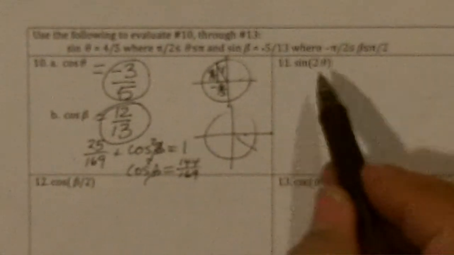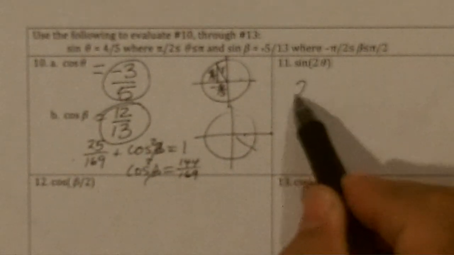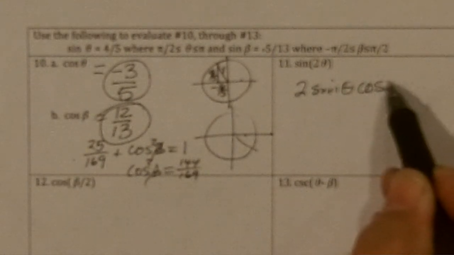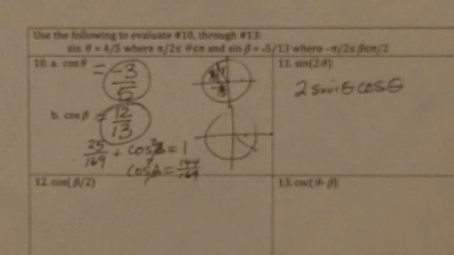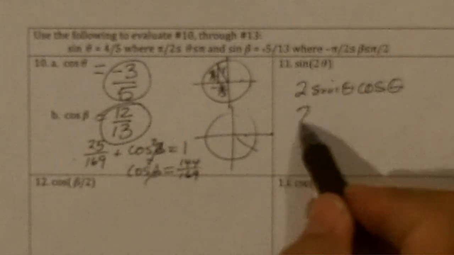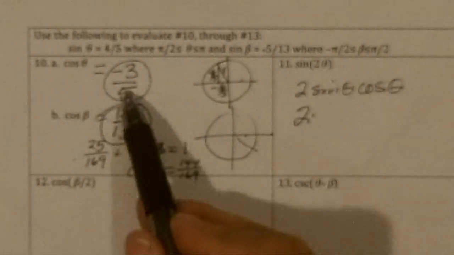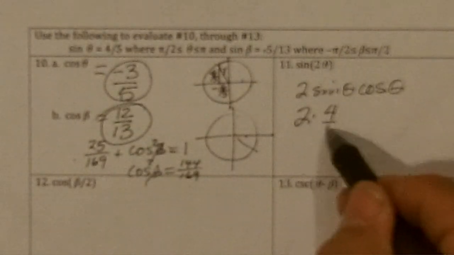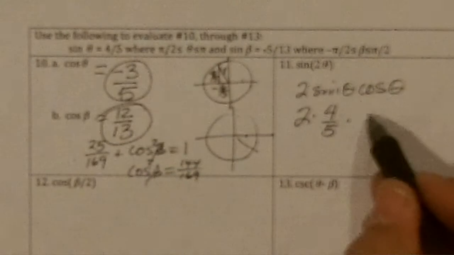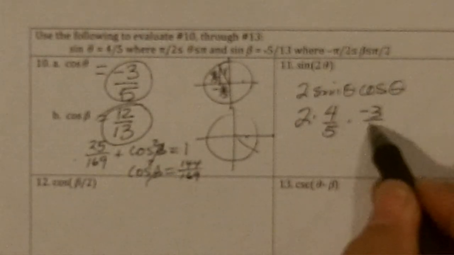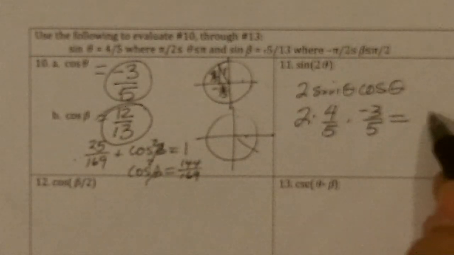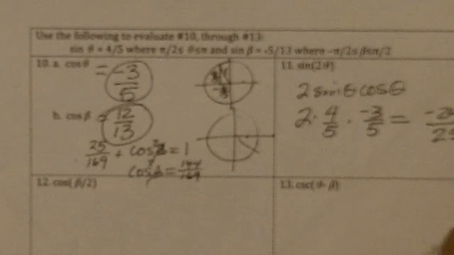Sine of 2 theta is 2 sine theta cosine theta by the double angle formula. So we got 2 times the sine of theta, which was 4/5, times the cosine theta, which is -3/5. So we got 2 times -12, which is -24 over 25.